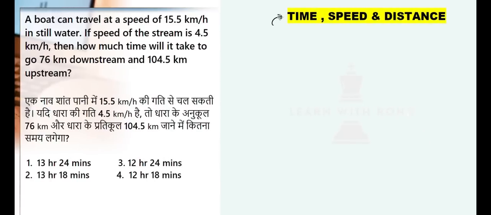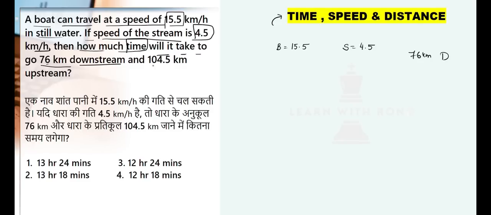Now time, speed and distance questions. See here, a boat can travel at a speed of 15.5 km per hour in still water. So boat speed is given as 15.5 km per hour, and the speed of the stream is 4.5 km per hour. How much time will it take to go 76 km downstream and 104.5 km upstream? So we need to find the total time.